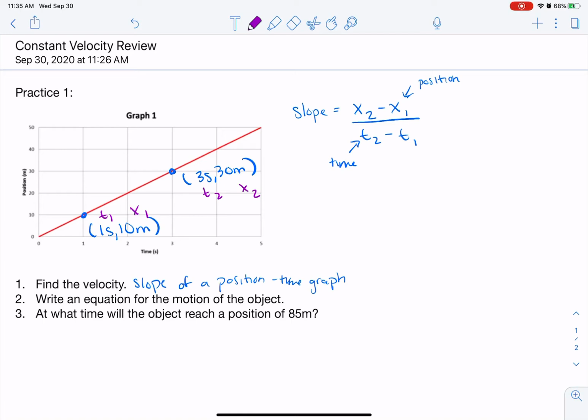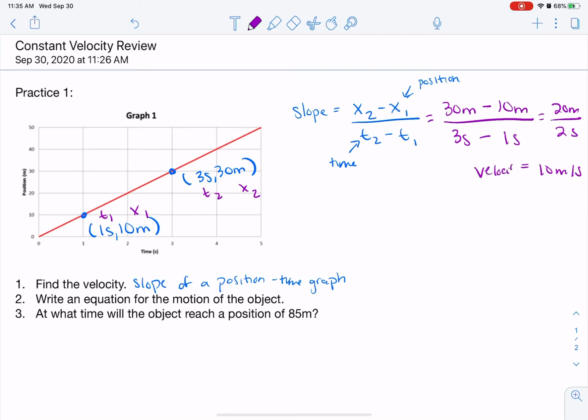So now let's plug in. So x2 is 30 meters minus x1 is 10 meters divided by time 2 is 3 seconds minus time 1 is 1 second. Okay? And now I just calculate. So 30 minus 10 is 20 meters. 3 minus 1 is 2 seconds. And 20 divided by 2 is 10. Our unit is meters per second. And this here is our velocity. Okay, our velocity is the slope of our position time graph. So here we have our first answer to our question. Velocity is 10 meters per second.